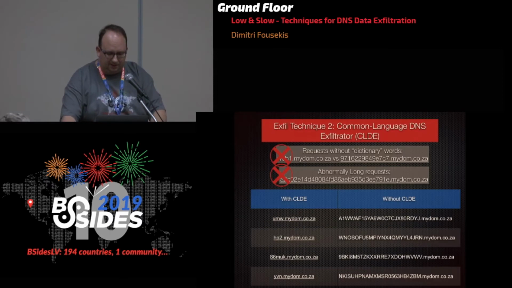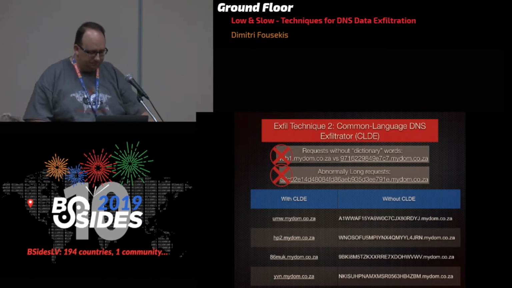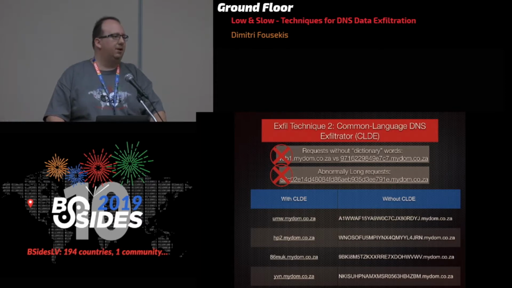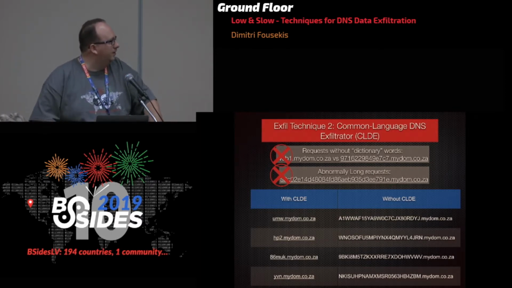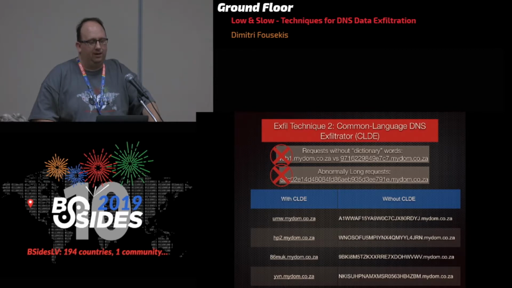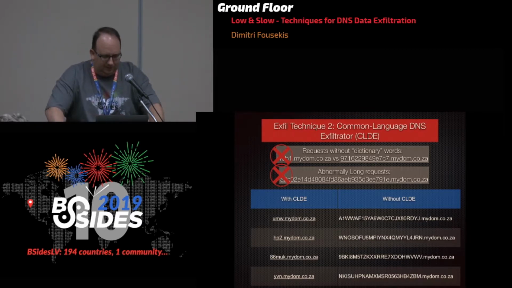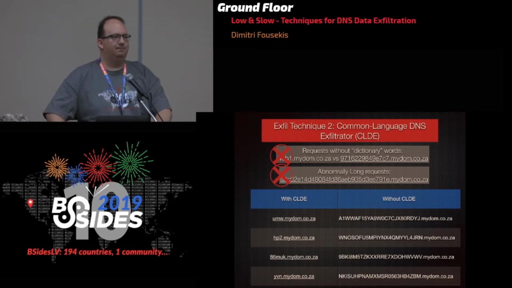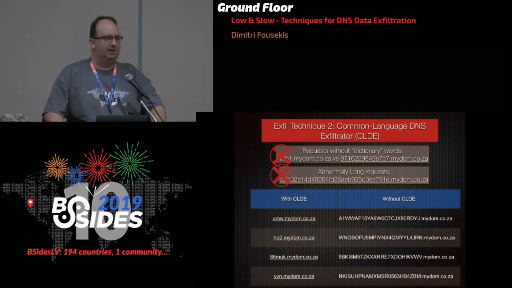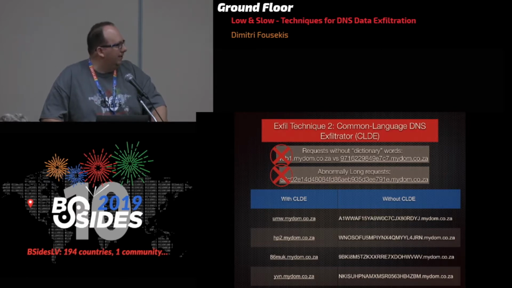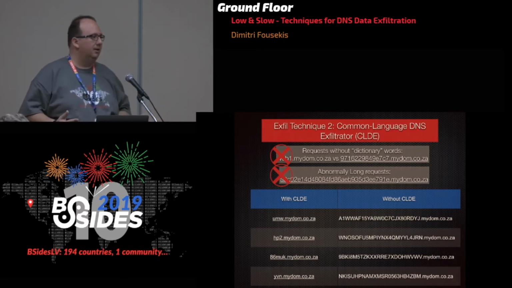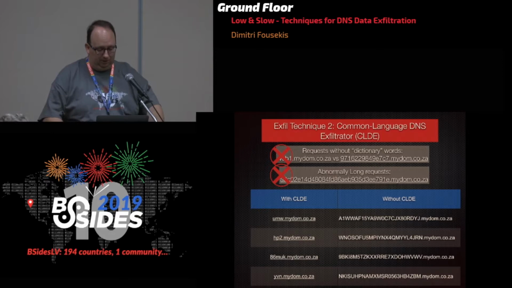Okay, so then the second technique we're going to look at is to try and get past the other two checks that are out there: requests without dictionary words, and also abnormally long requests. So how do we get around these two things? If you look at the table below, it's quite obvious which one of those is trying to exfiltrate data if you were looking through log files, or if you were analyzing them. Whereas on the left, it looks more like general DNS queries that will be coming through your DNS server.